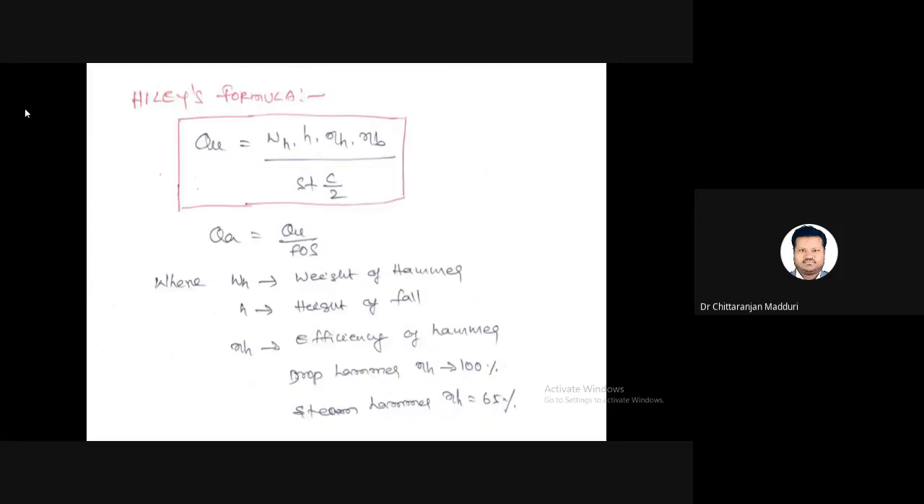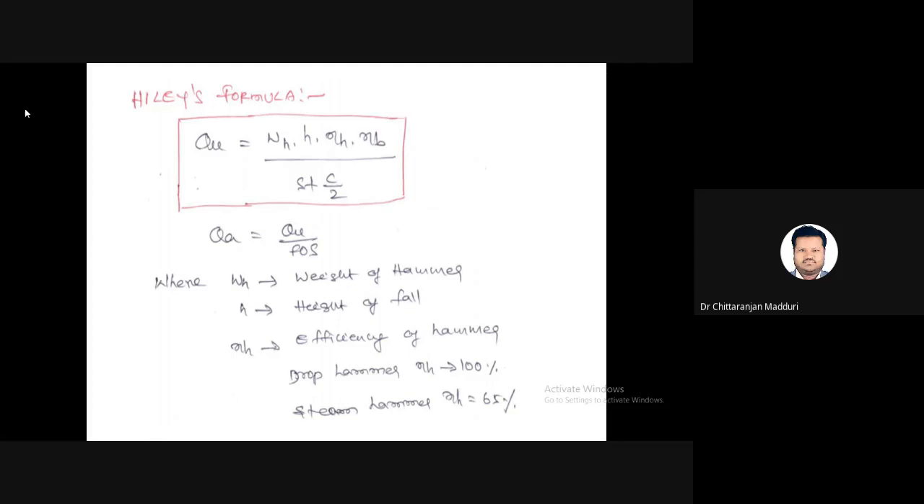So the second formula is Hiley's formula. The ultimate load is equal to W H into H, NH, NB by S plus C by 2. So allowable load equal to ultimate load divided by factor of safety. Where W H equal to weight of hammer, H equal to height of fall, NH equal to efficiency of hammer. For drop hammer, efficiency of hammer equal to 100%. For steam hammer, efficiency of hammer equal to 65%. So this is about efficiency of hammer NH.